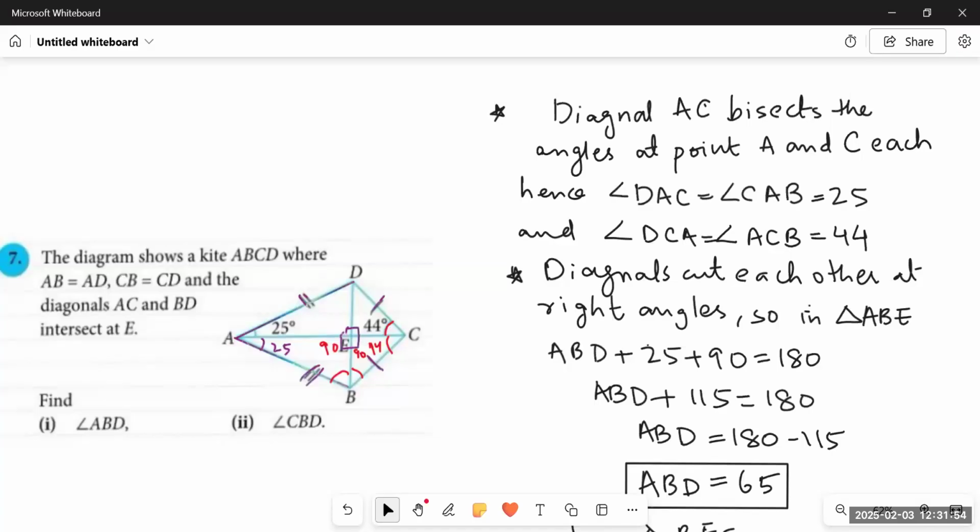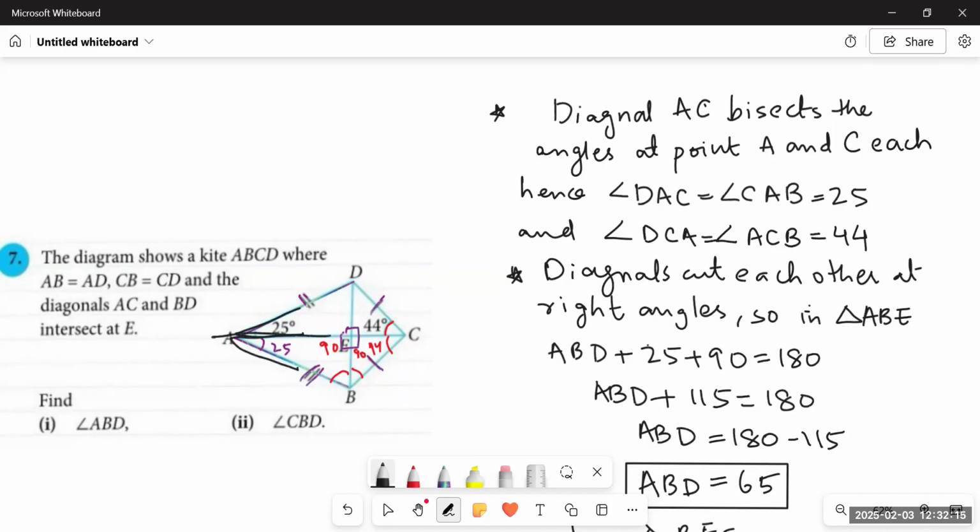So how do we solve this question? First, we are going to write: diagonal AC bisects the angles at point A and C each. So angle DAC is equal to CAB. You can see DAC, which angle is DAC? This is angle DAC, right? And this is angle CAB. So both would be equal to each other.